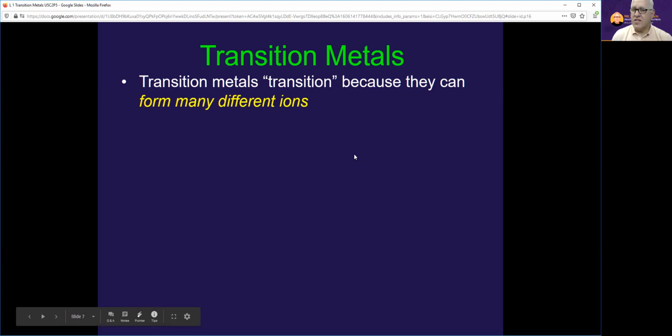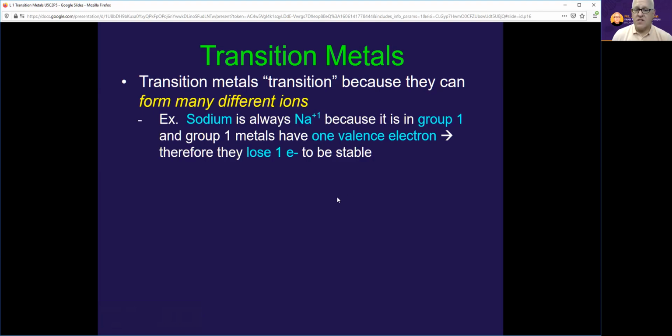Transition metals transition because they can form many different ions. For example, sodium, which is not a transition metal, is always Na+1 because it's in group 1, and group 1 metals have 1 valence electron, therefore they lose 1 electron to be stable. Iron, as a transition metal, can be Fe+2 or Fe+3, giving up 2 or 3 electrons.